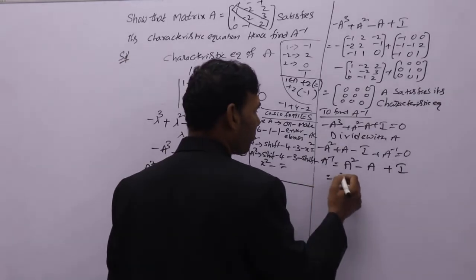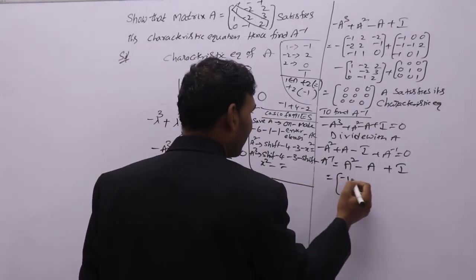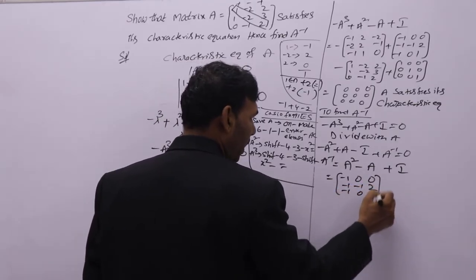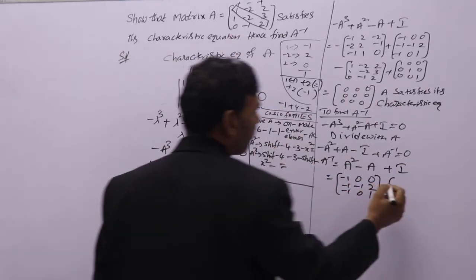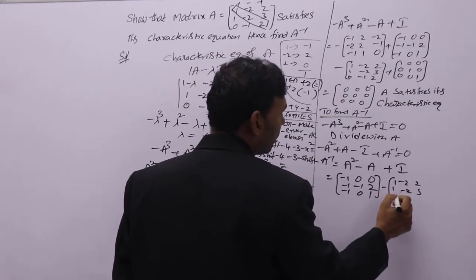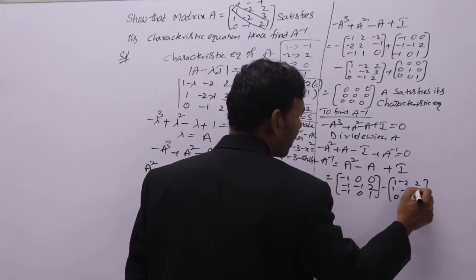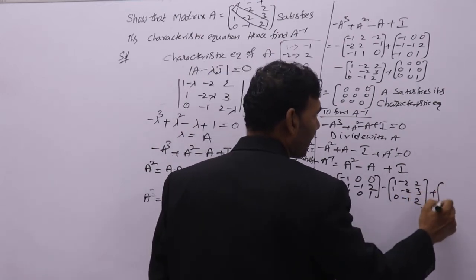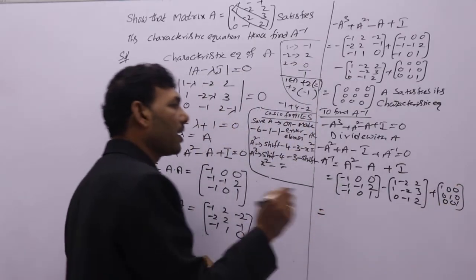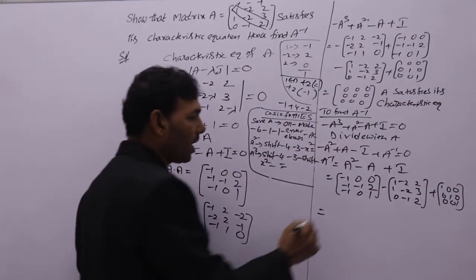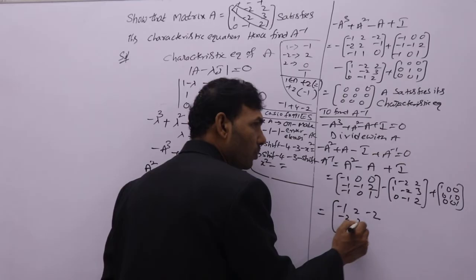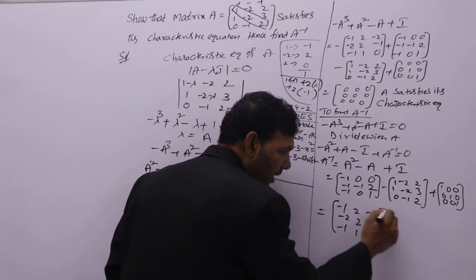You know what is A square? A square value is already calculated: minus 1 0 0, minus 1 minus 1 2, minus 1 0 1. Minus A, where the A matrix is given: 1 minus 2 2, 1 minus 2 3, 0 minus 1 2. Plus I is 1 0 0, 0 1 0, 0 0 1. If you simplify these three, you will get A inverse. A inverse is minus 1 2 minus 2, minus 2 2 minus 1, minus 1 1 0.